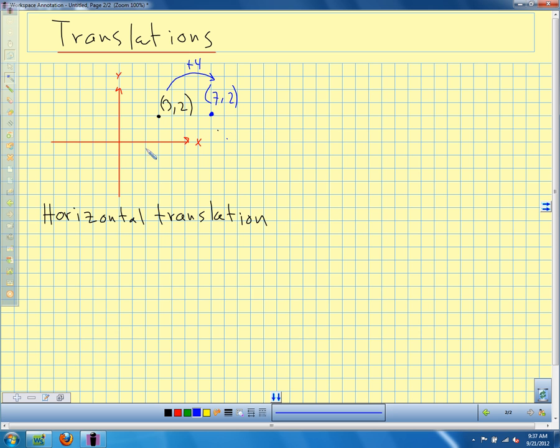Now what if I go over here, and this is at point (-1, 2). What changed moving to the left? My x coordinate changed. And how did it change? Negative. By how much? Negative 4. So to move to the right, I added 4. To move to the left, I subtracted 4. So for a horizontal translation, what I do is add or subtract on the x coordinate.